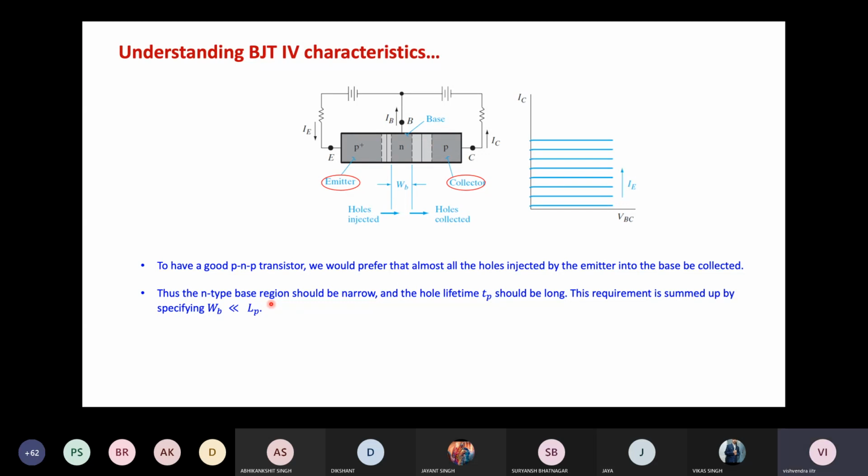So we generally try to ensure that the base width is less than the diffusion length of the holes. We make sure that the holes getting injected into the base terminal cross the base terminal without any collision, so there is a lower probability of them being recombined.